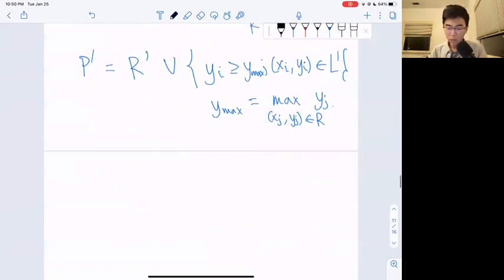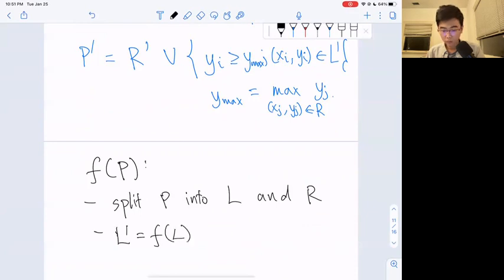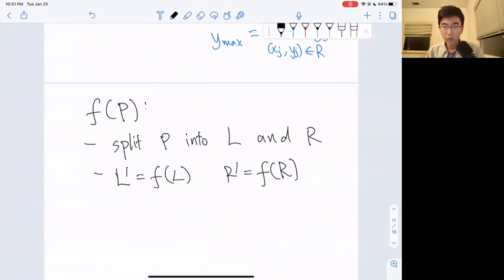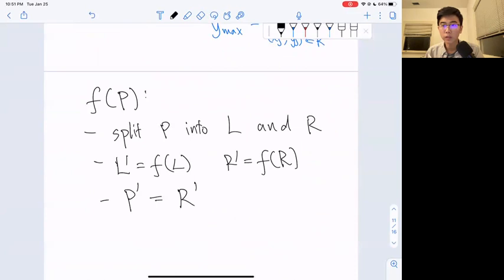In pseudocode, you can imagine an algorithm like this. Let's just call the function f of P. It acts on P. And so the first step is to split P into L and R, and then recurse to get L prime and R prime. Now you will create a new set P prime, set it to R prime first, and then we'll add in all the points in L prime that satisfy our requirements.